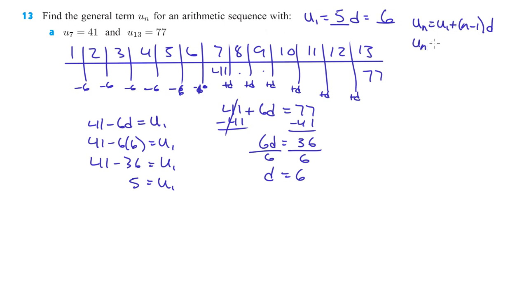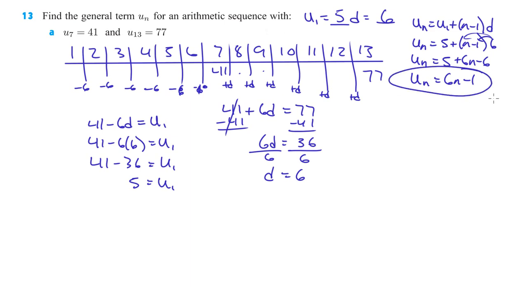So I'm now going to say u sub n equals, my first term is 5, plus n minus 1, and my difference is 6. Now just simplify this equation, distribute this 6 to both parts, and we get 5 plus 6n minus 6. So our general term sequence is going to be 6n minus 1. That is the general term sequence for this.